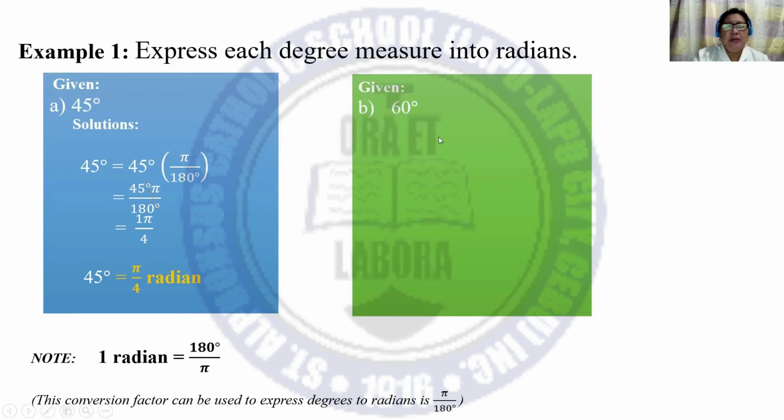Then, given 60 degrees, we have to convert this into radian. So for the solutions, 60 degrees times pi over 180 degrees. Cancel the degree unit and reduce, it's 1/3. So we have 1 pi over 3, and simplify, it is only pi over 3. So 60 degrees is equivalent to pi over 3 radian.